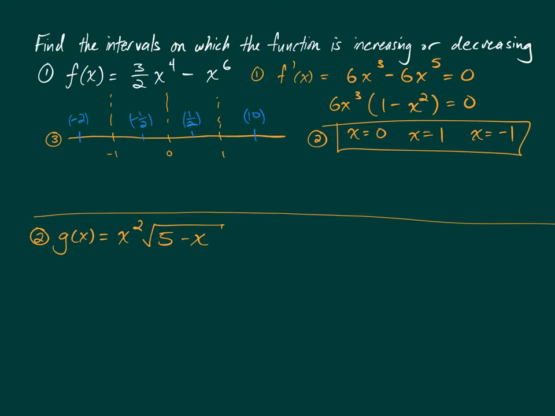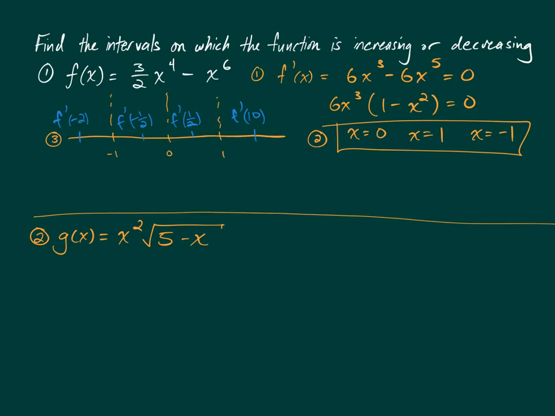And so what do you do with all of these numbers? You evaluate the derivative at all of these numbers. So f prime of -2, f prime of -1/2, f prime of +1/2, and f prime of 10. Why do we pick the derivative? Why not go back to the original function?